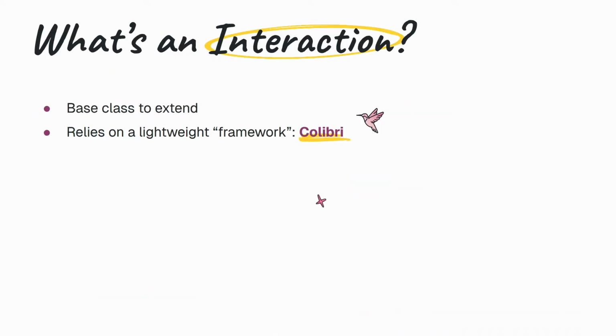Now, what is an interaction? As I said, it's a replacement for publicWidgets, which is available in version 19. It's a base class, an ES6 class, that you can extend to do your own interactions. And it relies on a very lightweight framework. Even calling it a framework might be a bit much. We called it Colibri, which means hummingbird in French, because apparently we like birds at Odoo.